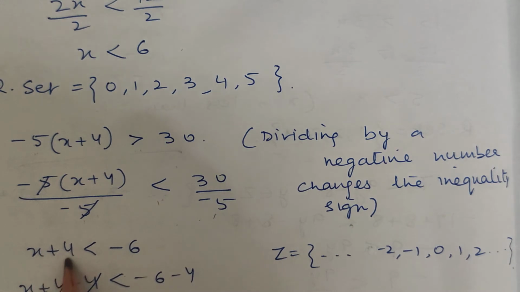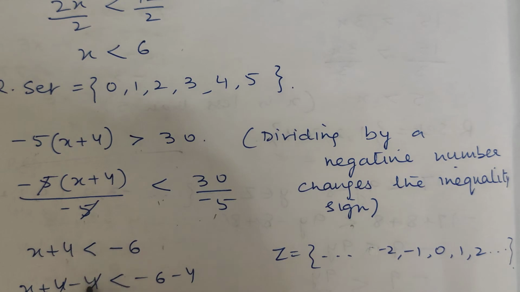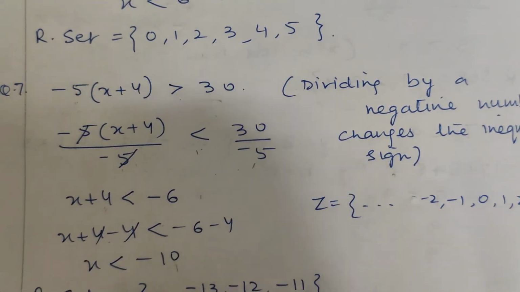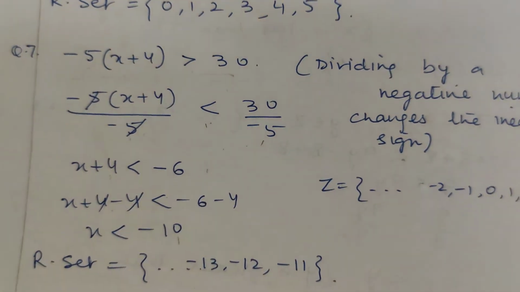This becomes x plus 4 is less than equal to minus 6, plus 4, minus 4, minus 4, x is less than minus 10. When you get x is less than minus 10, your replacement set is this.